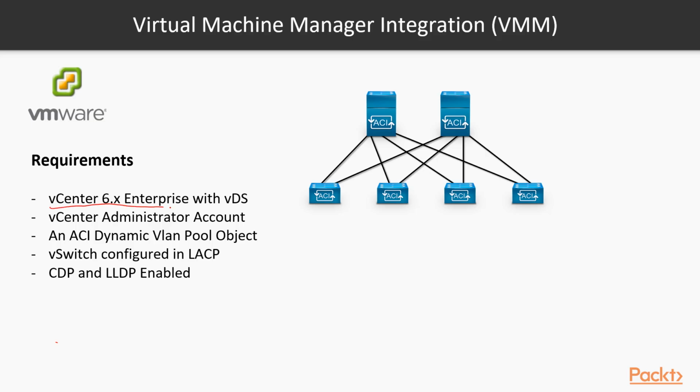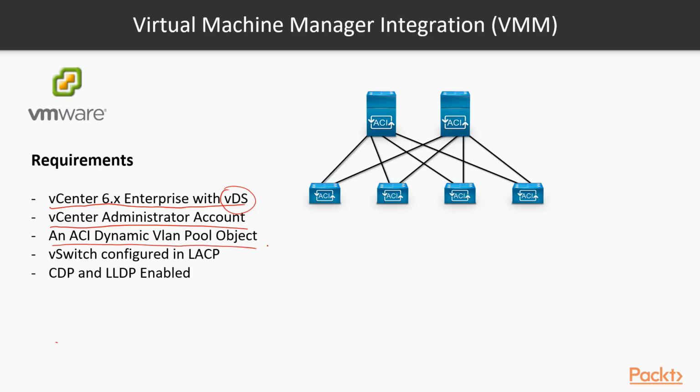We need to have a vCenter environment 6.0 or above with the enterprise license and enabled for virtual distributed switches, or VDS. You need to have a user account that has administration privilege on VMware's vCenter, so you can add, remove, and change configurations on the vCenter side, etc. An ACI dynamic VLAN pool object.